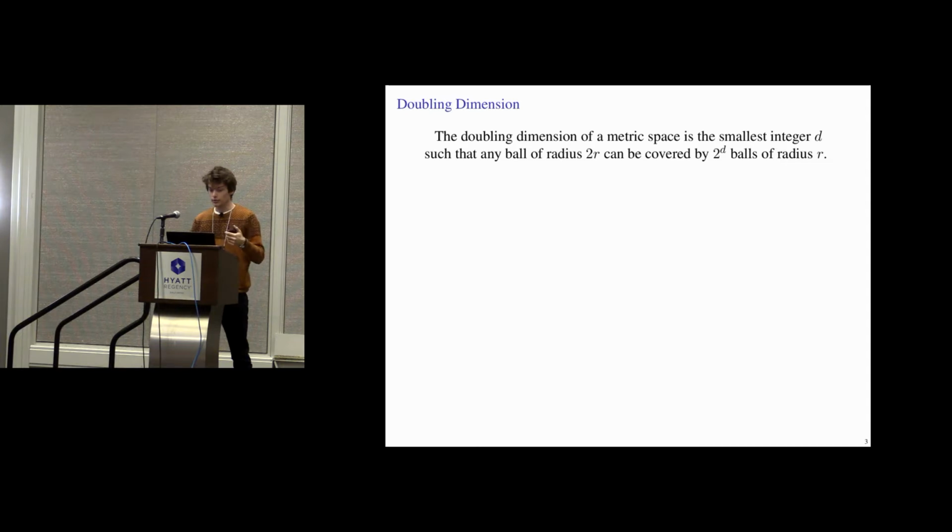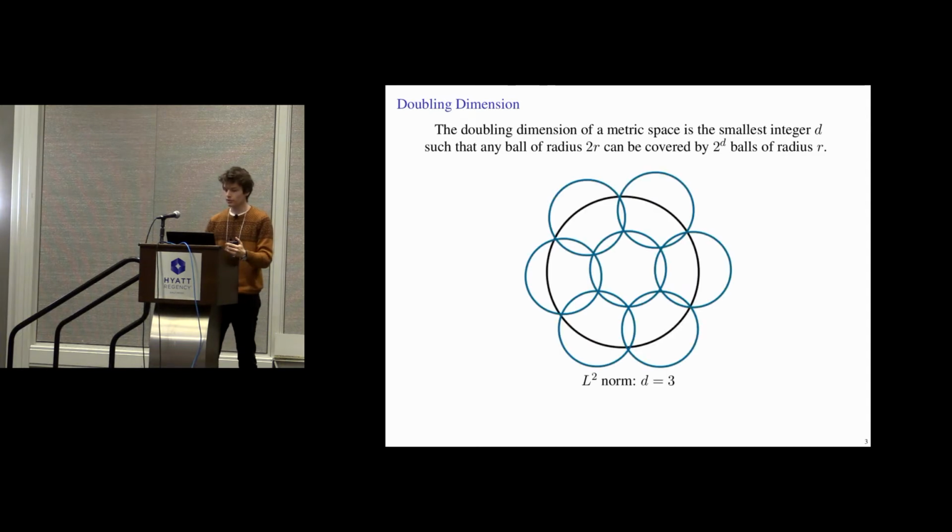So we're going to focus on doubling metrics, meaning metrics with bounded doubling dimension. The doubling dimension of a metric space captures its growth. It's the smallest integer d such that any ball of radius 2r can be covered by 2 to the d balls of radius r. So for instance, in R2 with the L2 norm, you can cover the unit ball by 7 balls of radius half. So the doubling dimension of this is 3.